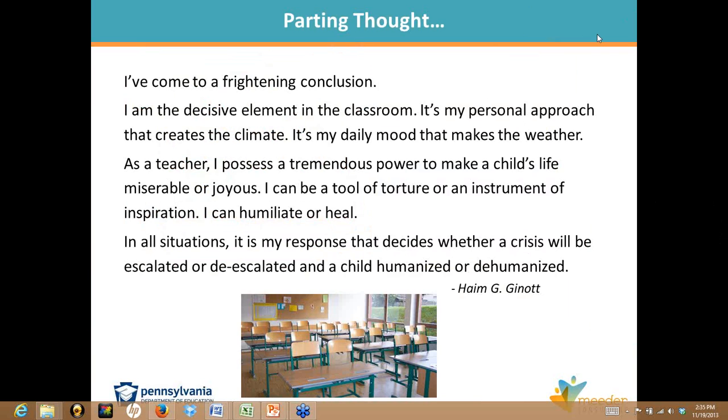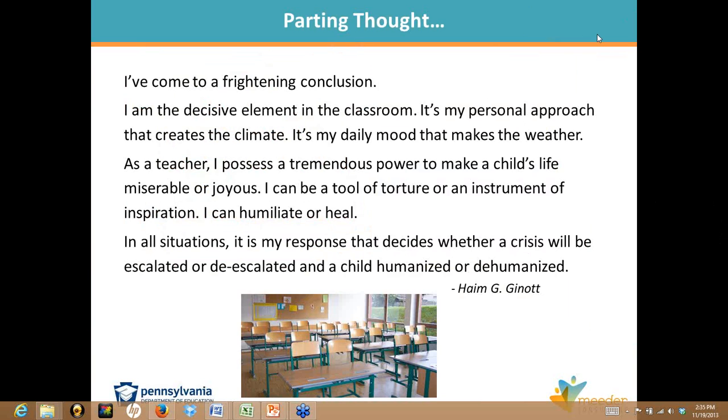As a teacher, I possess a tremendous power to make a child's life miserable or joyous. I can be a tool of torture or an instrument of inspiration. I can humiliate or heal. In all situations, it is my response that decides whether a crisis will be escalated or de-escalated, and a child humanized or dehumanized.